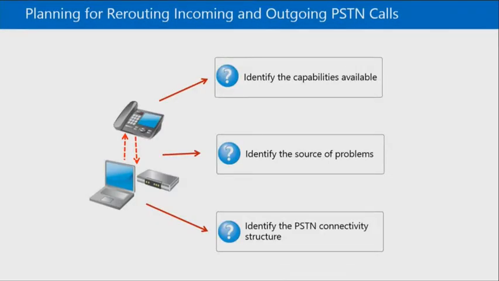Anyway, so moving along. Planning for rerouting incoming and outgoing calls. Some of this has to do with what can you do and what do you want to do. And if you want to do it and you can't do it, you need to look at alternative solutions so that you can do it, right? So what are your capabilities? What's the problem that you'll be implementing or trying to overcome? And then what kind of connectivity options do you have?